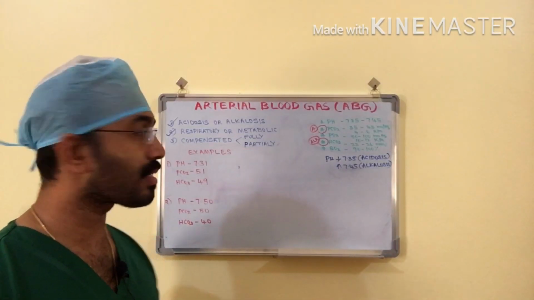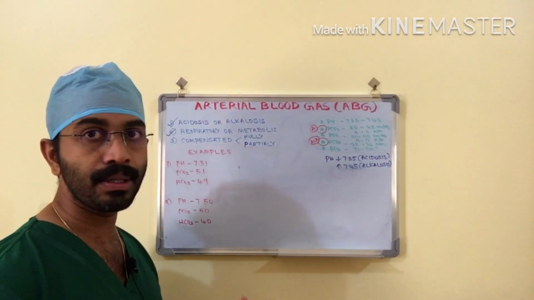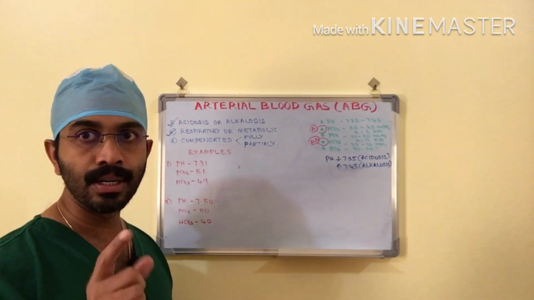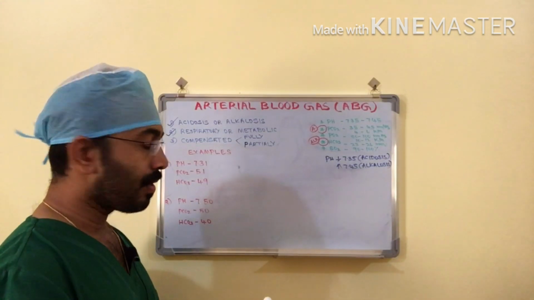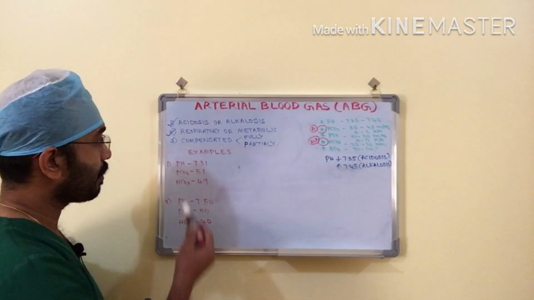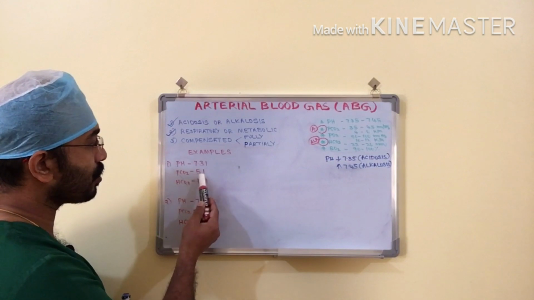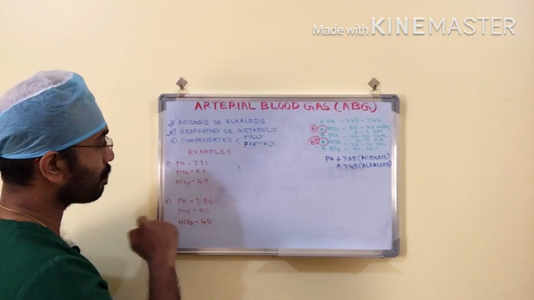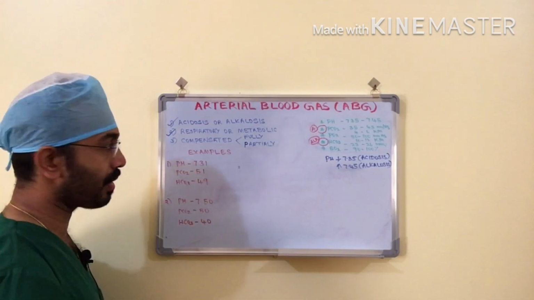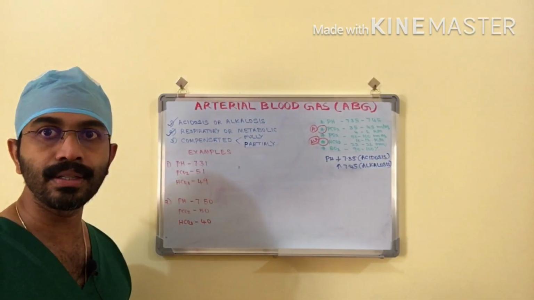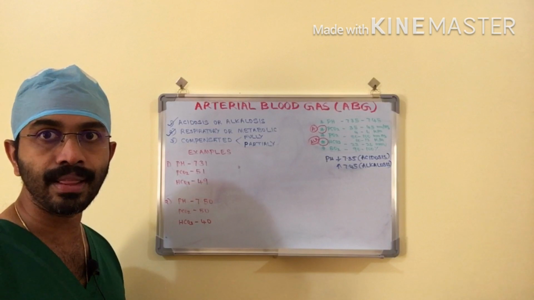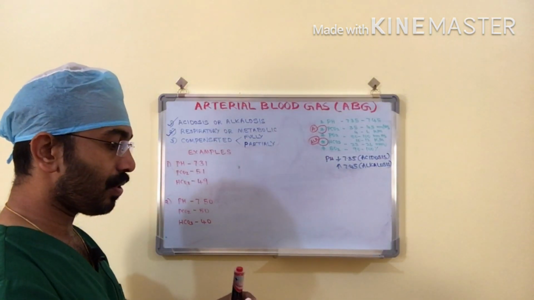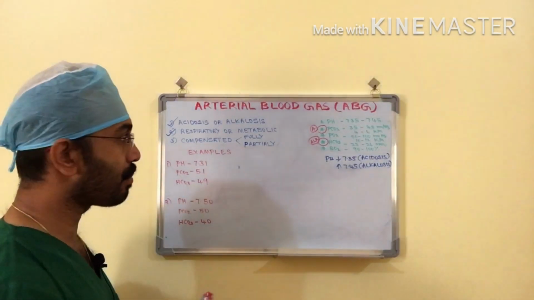Let's go to the third step, that is compensated. We check whether it is fully or partially compensated. There is some example I written here. The pH is 7.31, PCO2 is 51 and bicarb 41. What this means, PCO2 went up and the bicarb also went up. So how we will interpret this one? We will have a confusion in that, so I will explain that without going directly to this example.